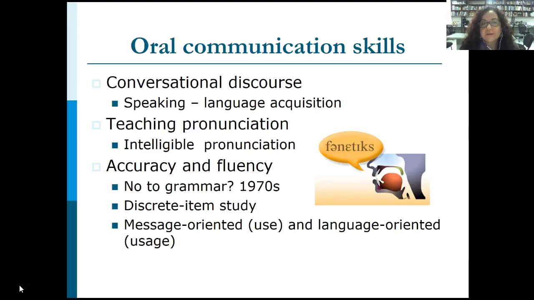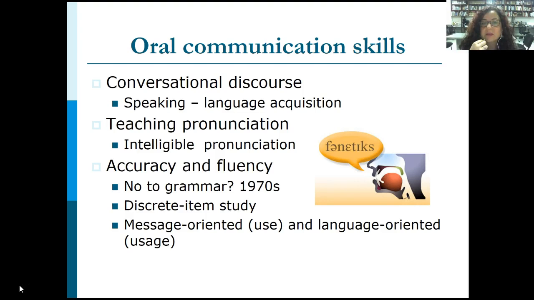So first of all, we have to consider that we have some oral communication skills. After all, our students come to us because they want to learn how to speak the language. We do many other things and we teach them many other things, but at the end of the day, who doesn't want to speak? That's why they enroll in language learning programs. However, when we think about what to teach in terms of speaking, there are many things we should consider.